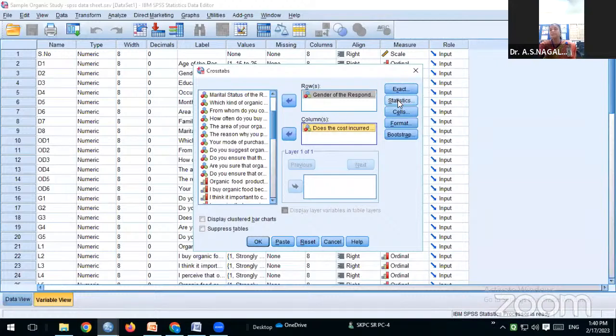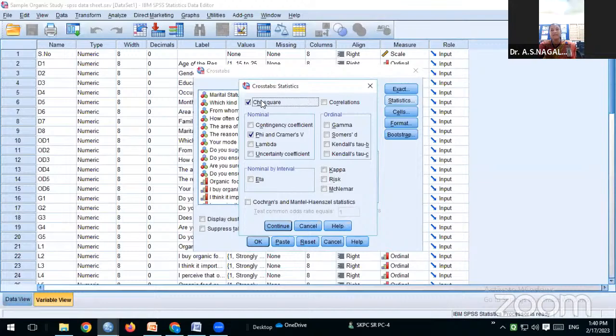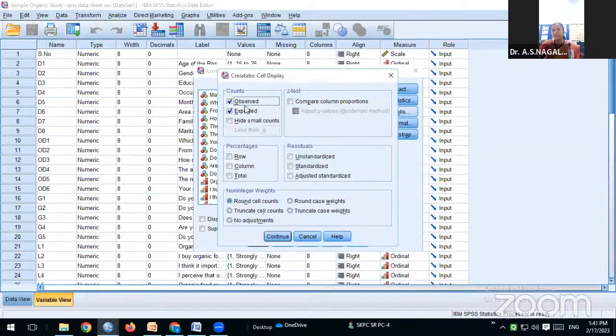Don't touch Exact. Go to Statistics. Choose chi-square and phi and Cramér's V. This will tell you separately whether significance is there or not. So these two scales we can choose, or else you can choose chi-square alone, that is also okay. We'll go for Continue here. Then go to Cells. In Cells, you will need observed frequency and expected frequency. This is more than enough to explain the classification of your female and male based on yes or no. So we'll give Continue.